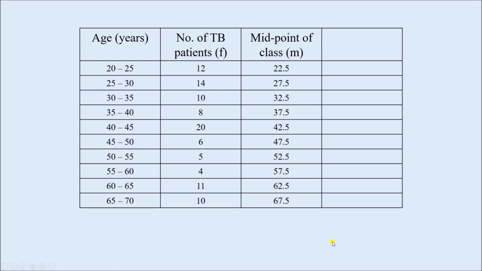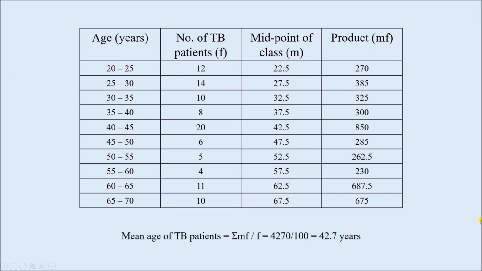Next stage is, obviously we have learned already, we have to take the product value, that is the midpoint multiplied by the number of patients in that age group. So if we multiply 12 with 22.5, we shall get 270. So like this, we shall have a product value for each age group.